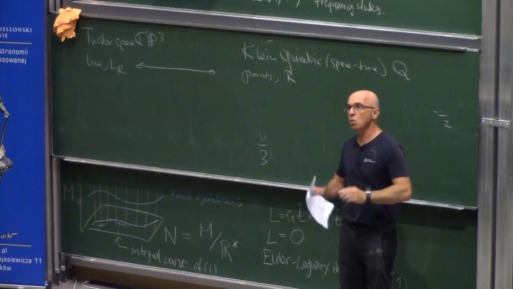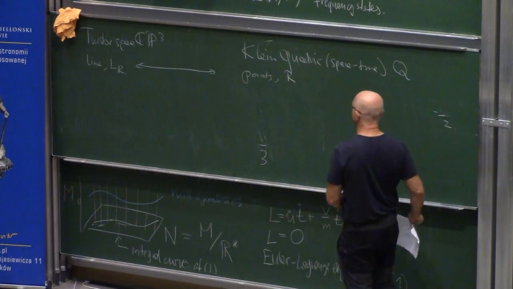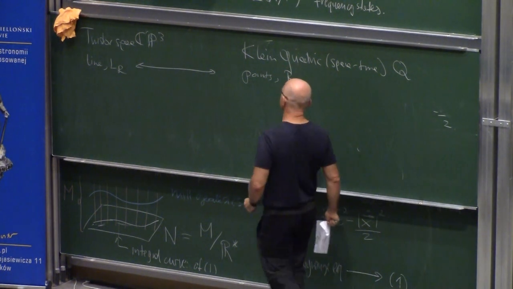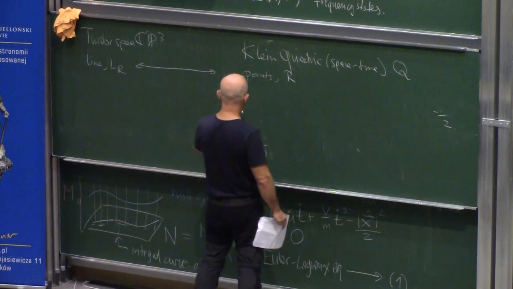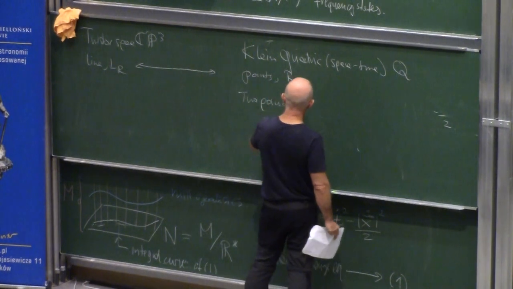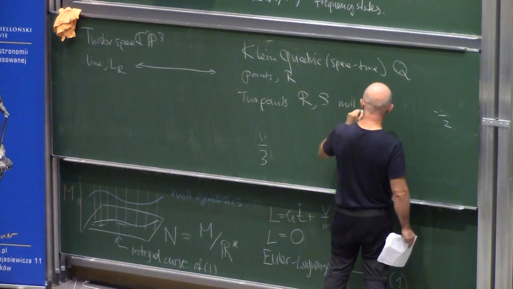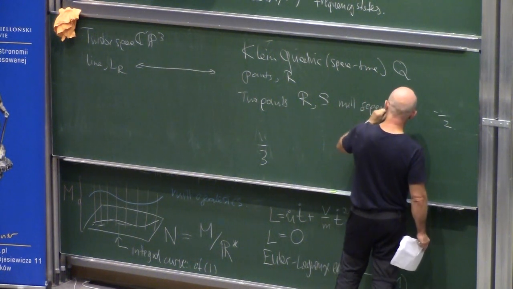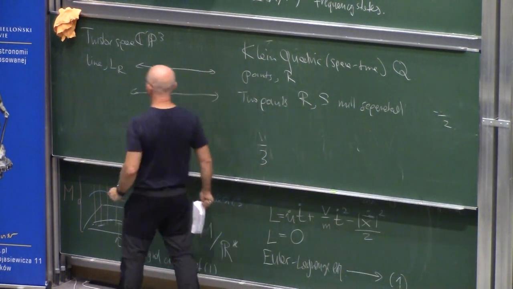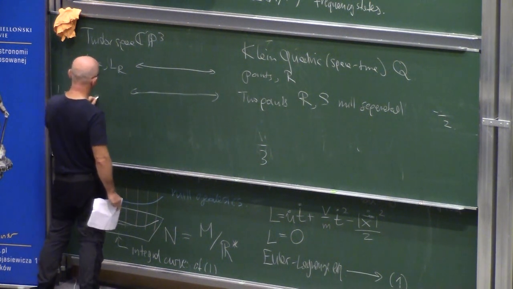I need to tell you whether two points are null separated, whether they can be connected by a light ray. And if I tell you that for any pair of two points, that determines a conformal structure. So I'll say that two points R and S are null separated if and only if the corresponding lines LR and LS intersect.